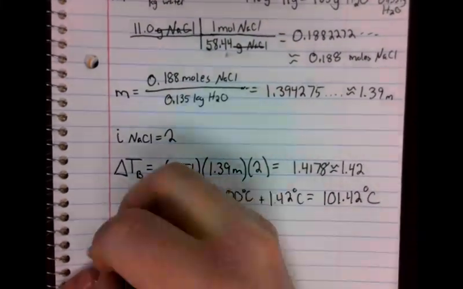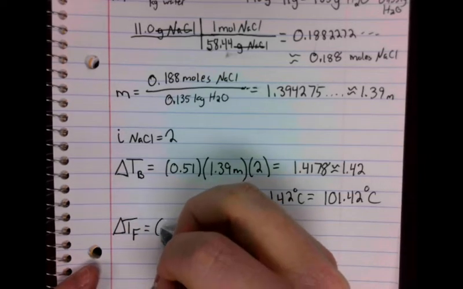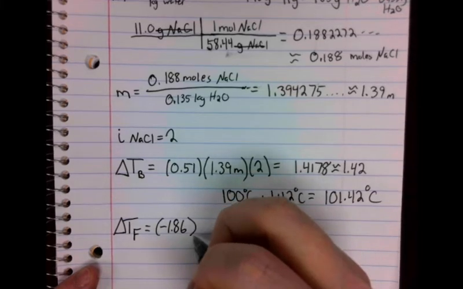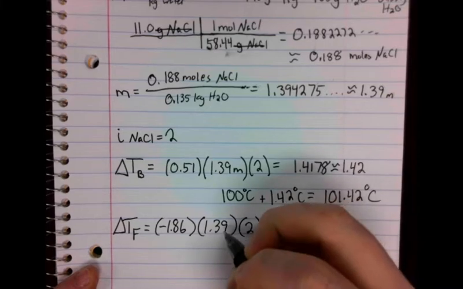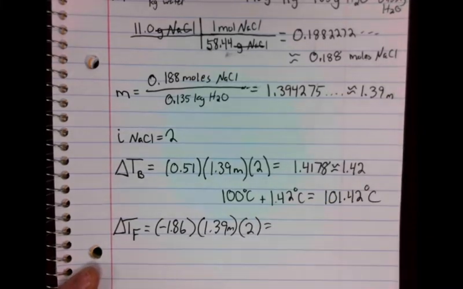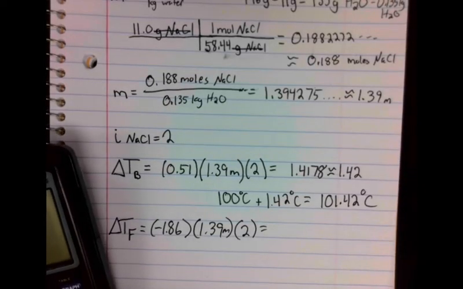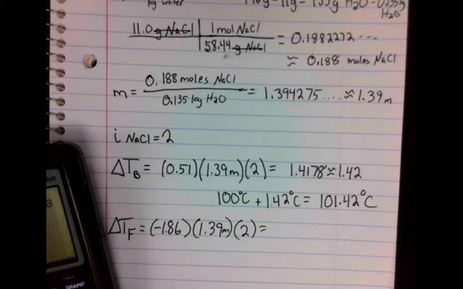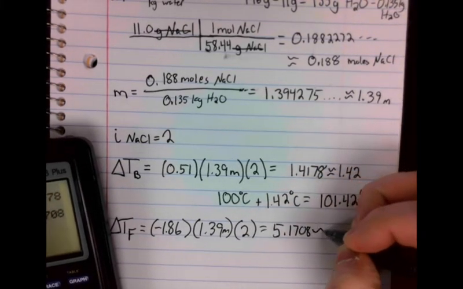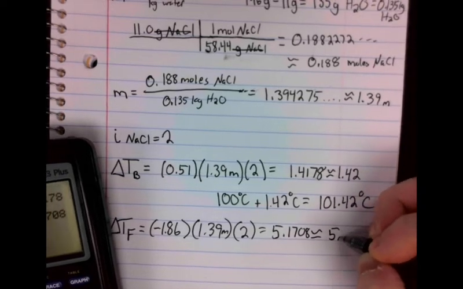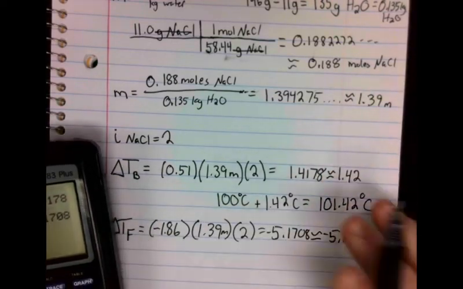Now we're going to do the same thing, but we're going to do delta TF, delta T freezing. Now it's going to be negative 1.86. Then it's going to be our 1.39 and our 2. We'll plug that in. I'm not going to type in the negative, so I'm just going to do 1.86 times 1.39 times 2. I'll get 5.1708, which is approximately 5.17. But it's negative because this was a negative. I just didn't plug that in there.